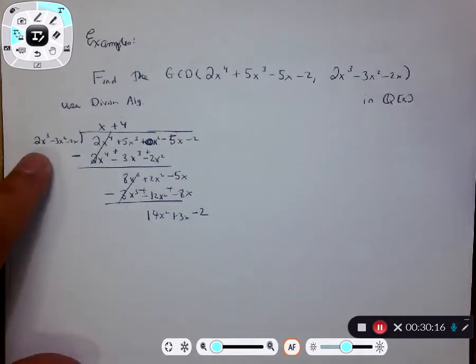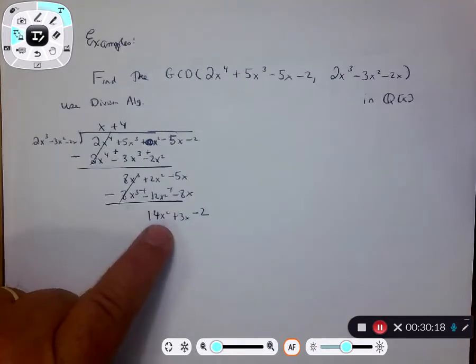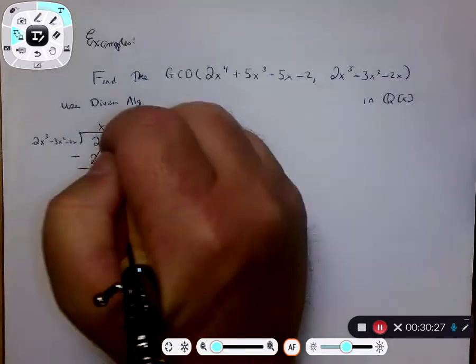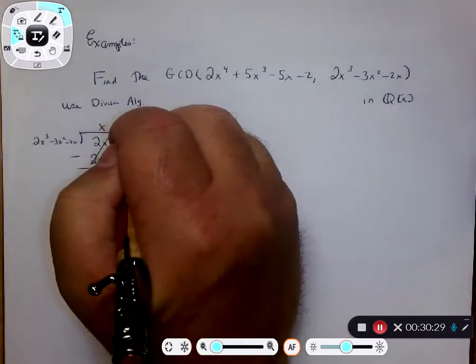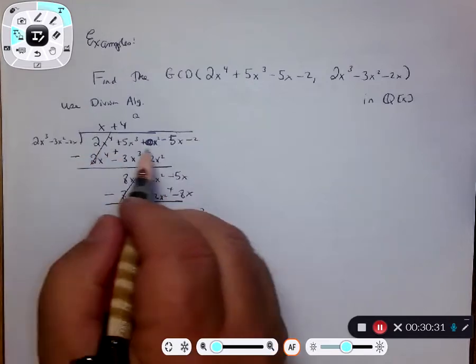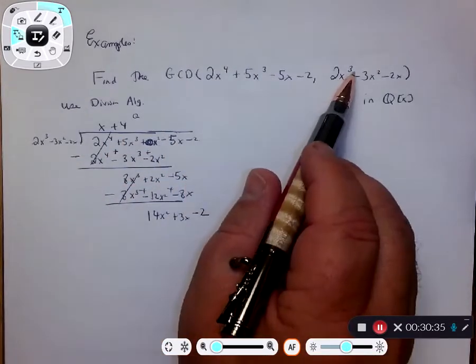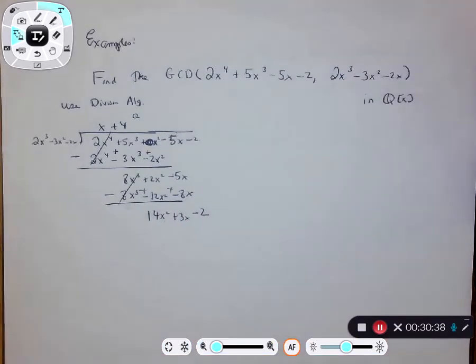Since 2x cubed doesn't go into 14x squared, because your remainder polynomial is a degree less than what you started with, you can't divide anymore. So what I've got here is x plus 4 as my quotient. There's my big polynomial I started with, which is the dividend, and what I'm dividing by is the divisor, and the guy on the bottom is the remainder.